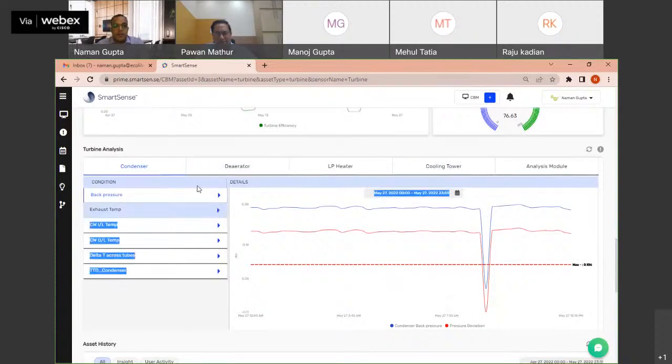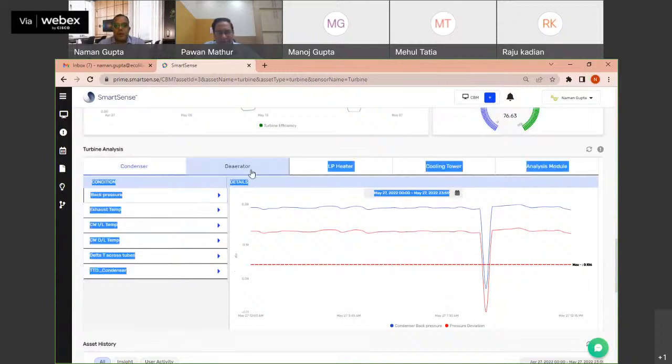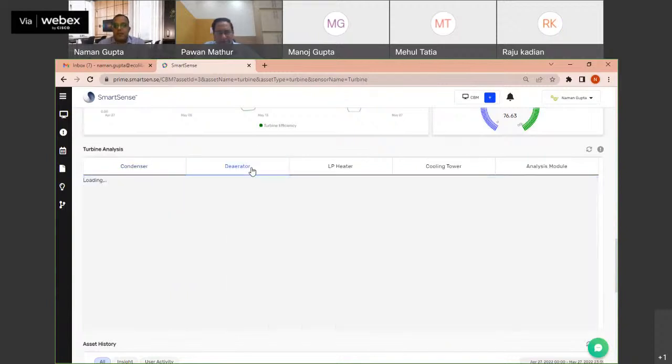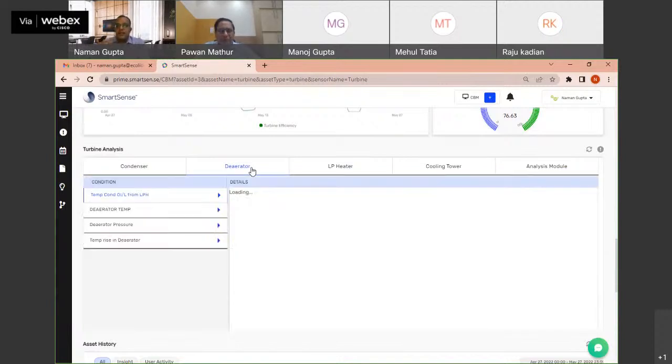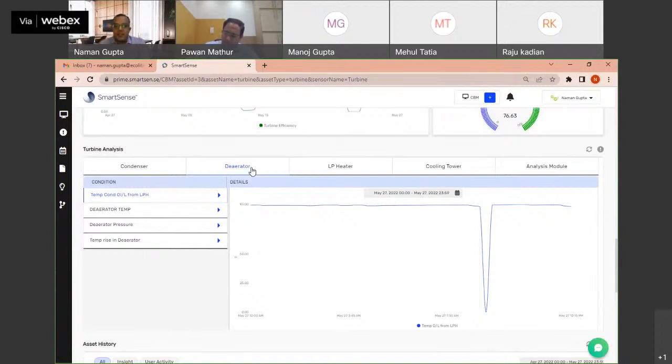So all those parameters of condenser like back pressure, exhaust temperature, input temperature, output temperature, chill water input temperature, output temperature, delta T, all those parameters can be monitored separately. So that if there is any deviation in the heat rate, we can calculate why that particular deviation has happened. Is it due to the condenser, due to deaerator, due to LP heater, cooling tower, or what is the specific reason? That's the importance of having the performance and efficiency of each and every component of the turbine.